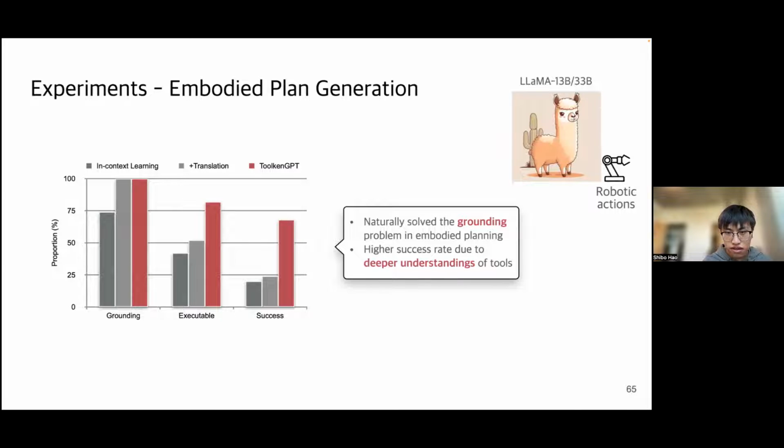Okay. Basically, equipped with TokenGPT, the language model can generate plans with a better success rate and also a better grounding rate, because they won't generate any invalid actions and objects.